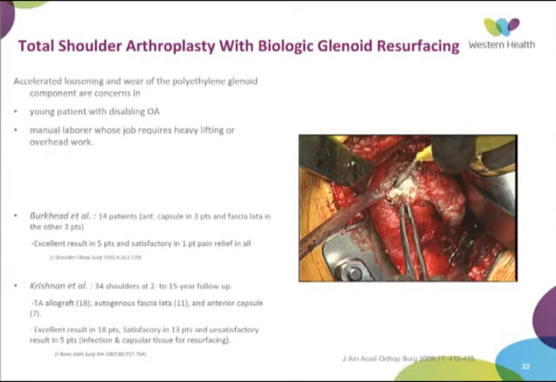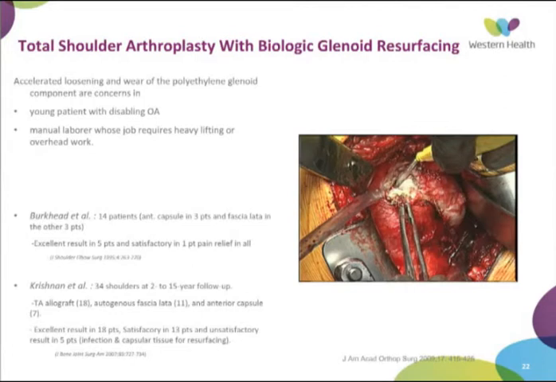Different sorts of grafts have been used and recommended. This can be fascia lata, it can be anterior capsule, as well as the tendo Achilles. Two papers have been published about them, and they showed good results. Both of those papers are from the same center. One of them had 14 patients in it, and they used anterior capsule in 3 and fascia lata in 3 of them.